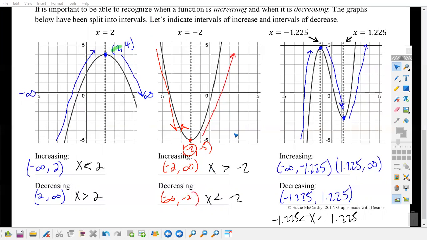All right, that's increasing and decreasing from a graph. How do we feel? Okay. Not bad, not terrible. Cool, we'll take it.